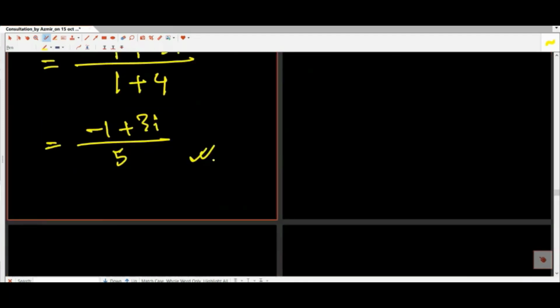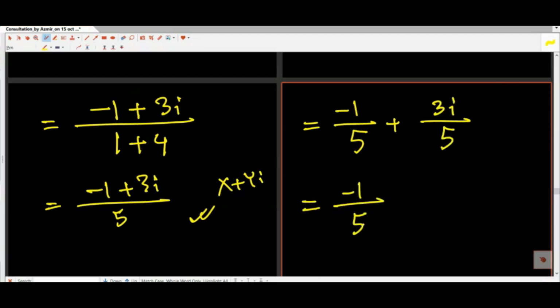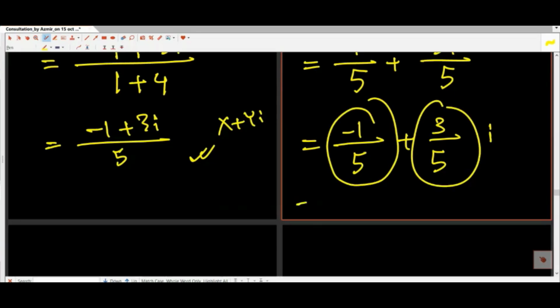So this is our result, but it is not in standard form. Our standard form will be x plus yi. We need to have x separately and y separately. So what we can do, we can just write it this way: minus 1 over 5 plus 3i over 5, that is minus 1 over 5 plus 3 over 5 i. So the same thing is rearranged in x plus yi form. So finally we have the standard form.